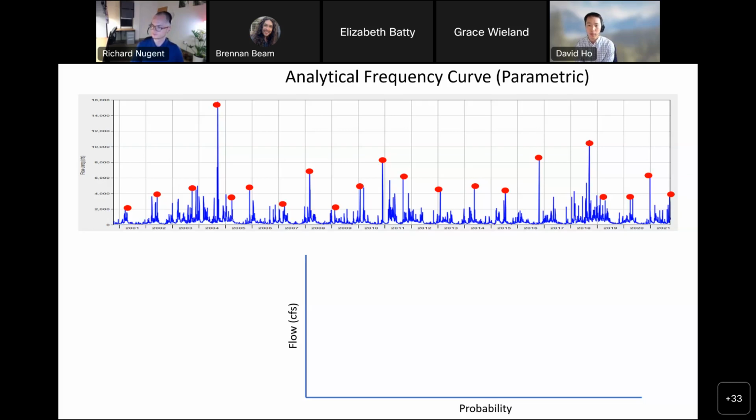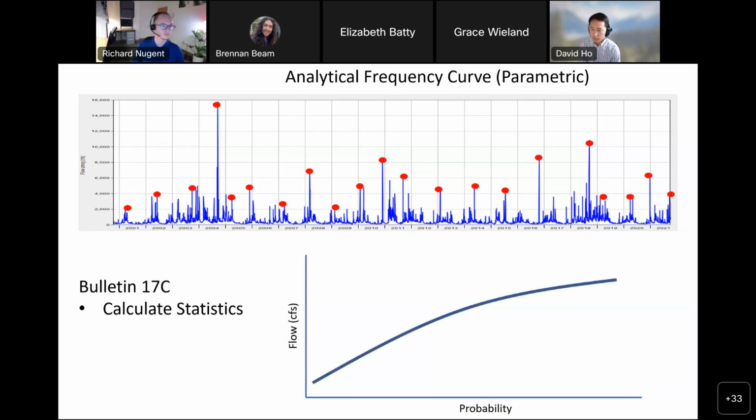We take these annual maximum values and then we follow a methodology called Bulletin 17C. Bulletin 17C tells engineers how you would go about creating an analytical flow frequency curve. Bulletin 17C recommends using something called a log Pearson type 3 distribution. For log Pearson type 3, you need to have the mean, standard deviation, and skew in order to generate your analytical curve. So don't worry too much about what a log Pearson type 3 distribution is, but just know that you need to calculate statistics for an analytical curve.